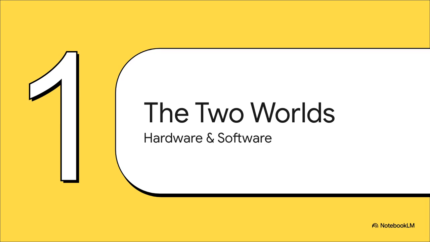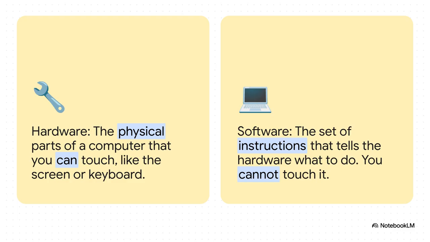So, what are these two worlds? Well, you can think of them as the physical and the non-physical, or maybe even the body and the soul of the machine. We know them better as hardware and software. And here's the thing, a computer is totally useless unless both are working together perfectly. And the difference is actually super simple.